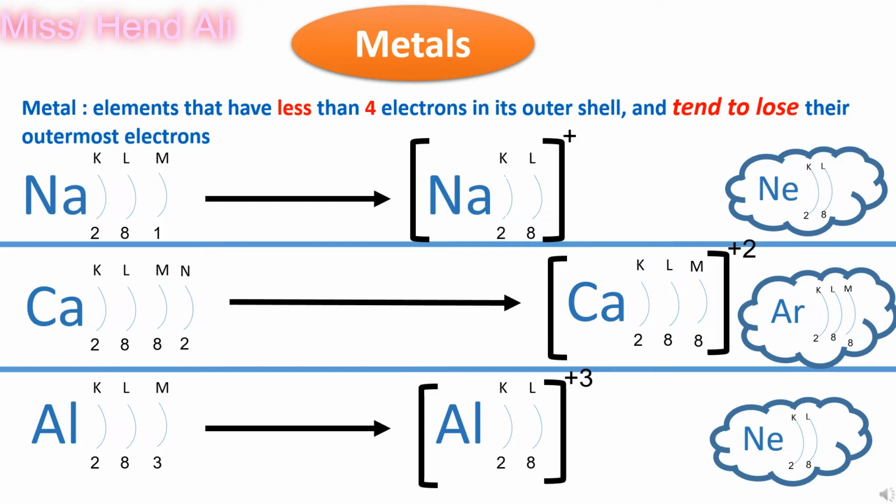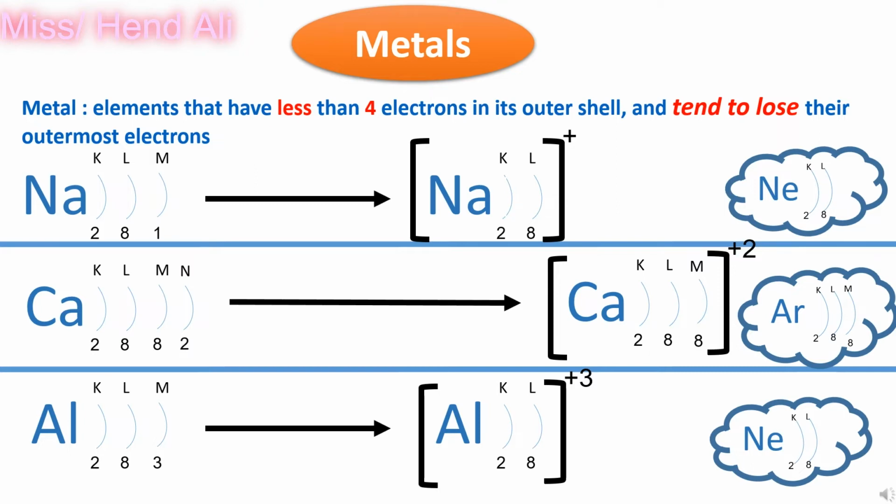Calcium has 2 electrons in its outer shell. So during the chemical reaction, calcium tends to lose these 2 electrons and change into a positive ion with 2 positive charges. Aluminum has 3 electrons in its outer shell, so it will tend to lose these 3 electrons and change into a positive ion with 3 positive charges. You may have noticed that the aluminum ion looks exactly like the neon atom. Why? This is the whole purpose for changing into a positive ion: to reach the electronic configuration of the preceding inert gas.